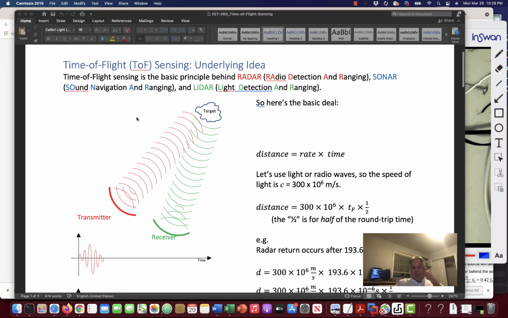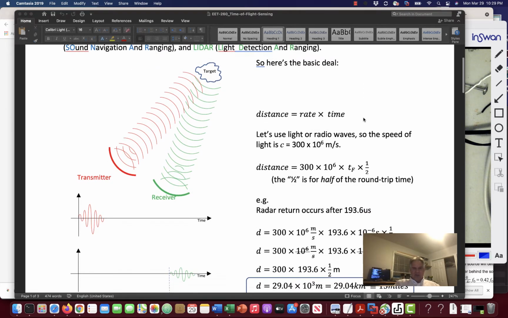What I have posted here, which will be posted on the Blackboard site, is a summary of time of flight. Time of flight sensing has an underlying idea, and it's the basic principle behind radar, which is radio detection and ranging, sonar, sound navigation and ranging, and LiDAR, light detection and ranging. So, here's the basic deal.